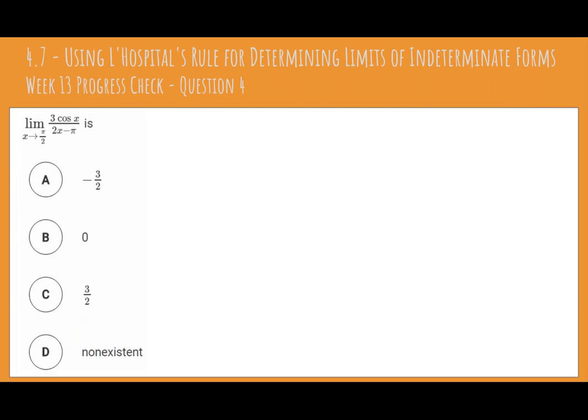Number 4, we're moving into using L'Hopital's rule now. And remember, L'Hopital's rule only works if our limit is in an indeterminate form, 0 over 0, or infinity over infinity. So the first thing we want to do is evaluate the limit as x approaches pi over 2 of the numerator and denominator separately.